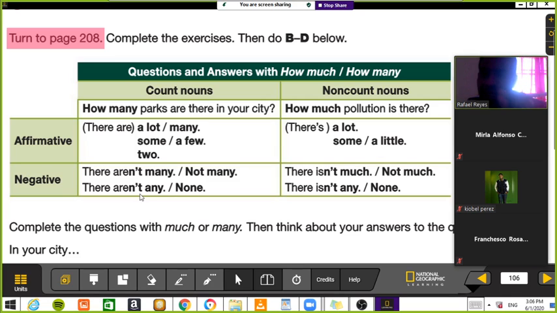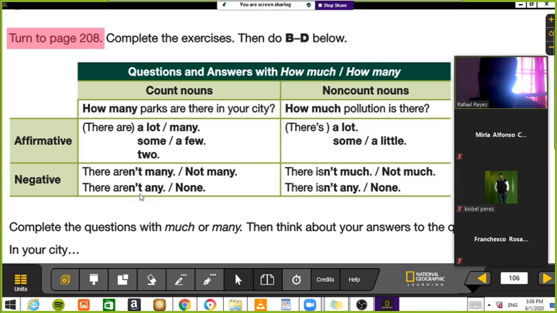Now, when you have a non-count noun and you say how much and the quantity is small, then your answer will be a little. And that is very different than a few. So we could say that a few is the opposite of a little. Count nouns, a few. Non-count noun, a little.